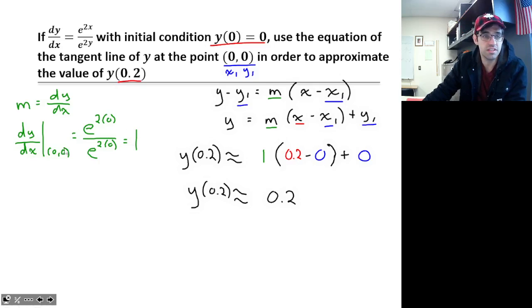And so the slope of the tangent line, if I plug in 0 for x, 0 for y, I get this equation right here, in which e to the power of 0 is just 1. So 1 over 1 is just 1. So our slope is 1.